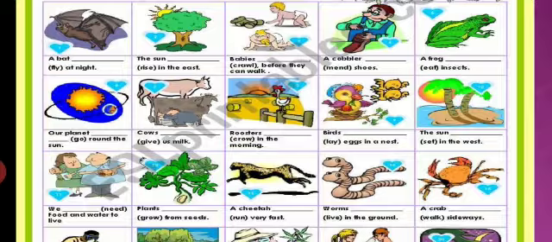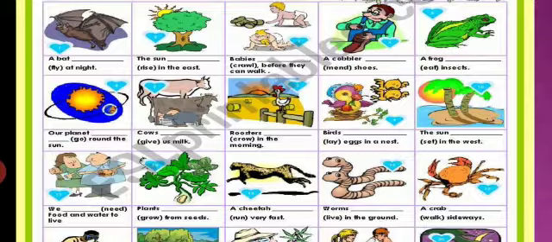Yes, dear children, let me help you in solving this activity. A bat flies at night. The sun rises in the east. Babies crawl before they can walk. A cobbler mends shoes. A frog eats insects. Our planet goes round the sun. Cows give us milk. Roosters crow in the morning. Birds lay eggs in a nest.